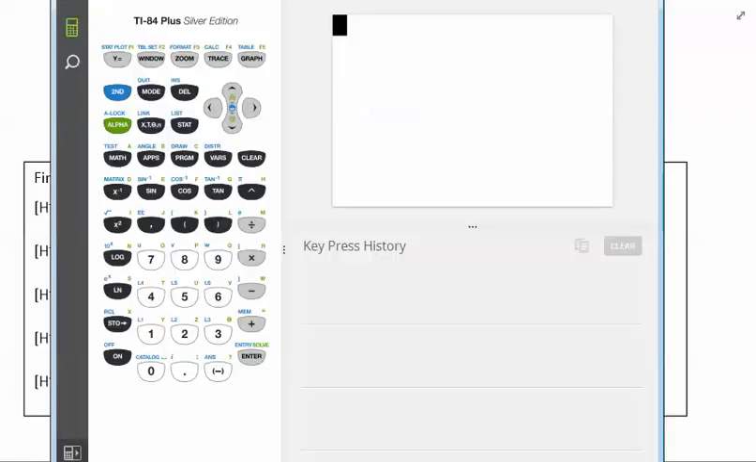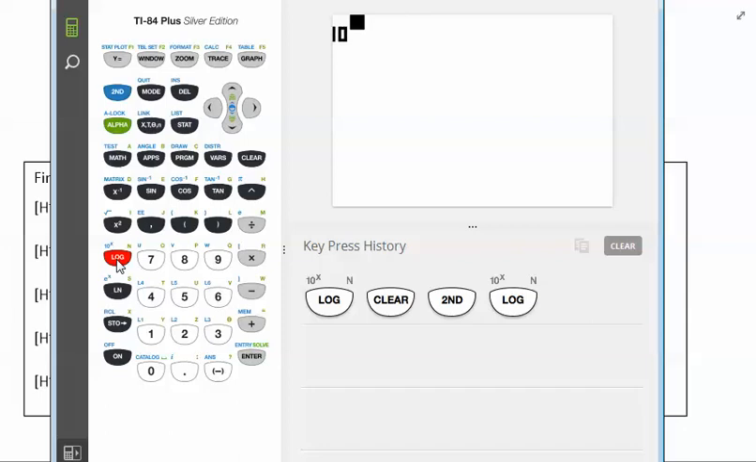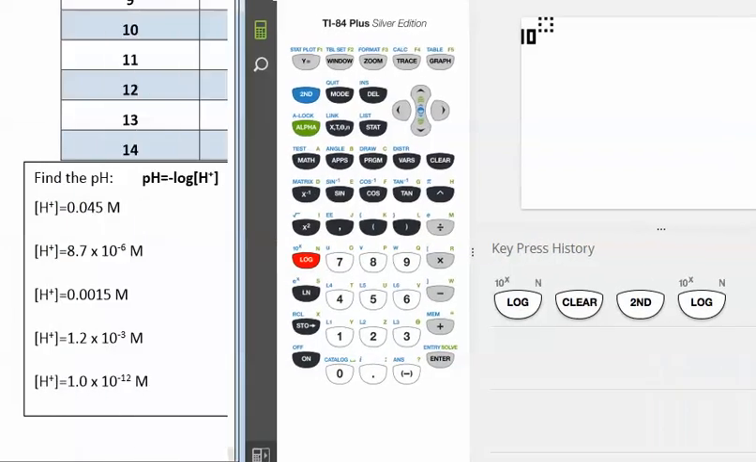So on your calculator, we're going to be using this log button, which is right next to the 7. And we're also going to be using the 10x that's right above it. So second log would be 10x. When you push the log button on your calculator, it'll bring up the word log. If you push second log, it'll bring up 10 with either a little caret or an exponent, depending upon the type of calculator you have. So let's practice this with the first one.